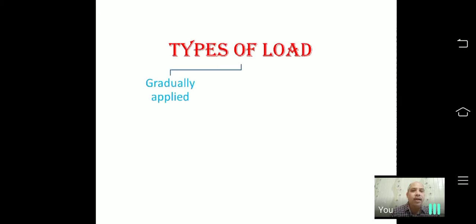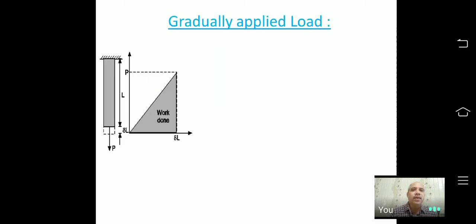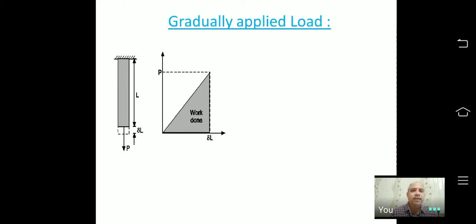Now, I already mentioned we have three types of loads: gradually applied, suddenly applied, and impact. And now we have to compare these loads with your resistance developed. Now we will first consider gradually applied load. So when we have gradually applied load, we have P delta L, my curve. Now curve for resistance is always linear, which we have already seen.